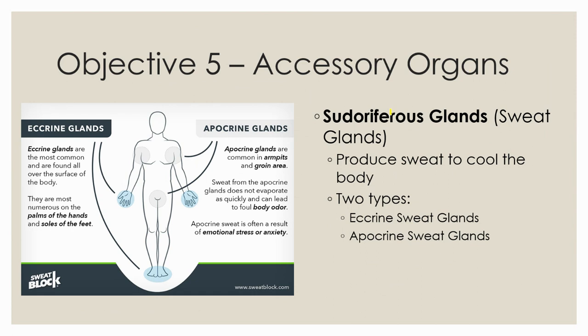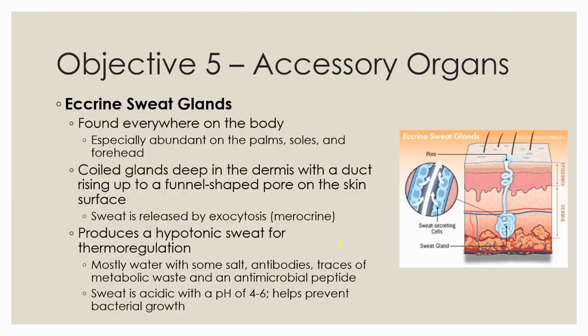Another accessory organ is going to be your sudoriferous glands, or your sweat glands. And the main function of sweat is going to be to cool the body. But we actually have two different types. We have eccrine sweat glands and we have apocrine sweat glands. Now, eccrine are going to be a type of merocrine gland where they're secreting by exocytosis. And of course, your apocrine sweat glands are going to be a type of apocrine gland where you have a pinching off of that apical surface.